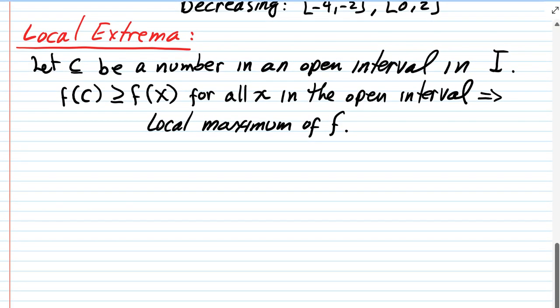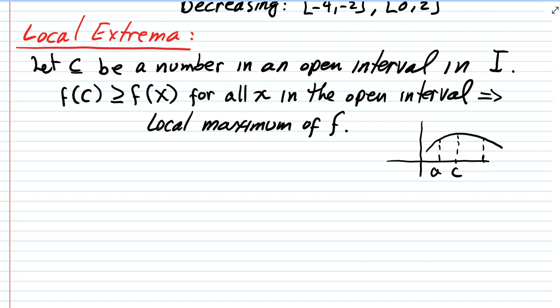In other words, when we say f of c is greater than or equal to f of x, that means there is no point higher than f at c. So that would be the definition of a local maximum. What does this look like on a graph? Let's say here I have an open interval that runs from, say, a to b, and then this would be c right here.